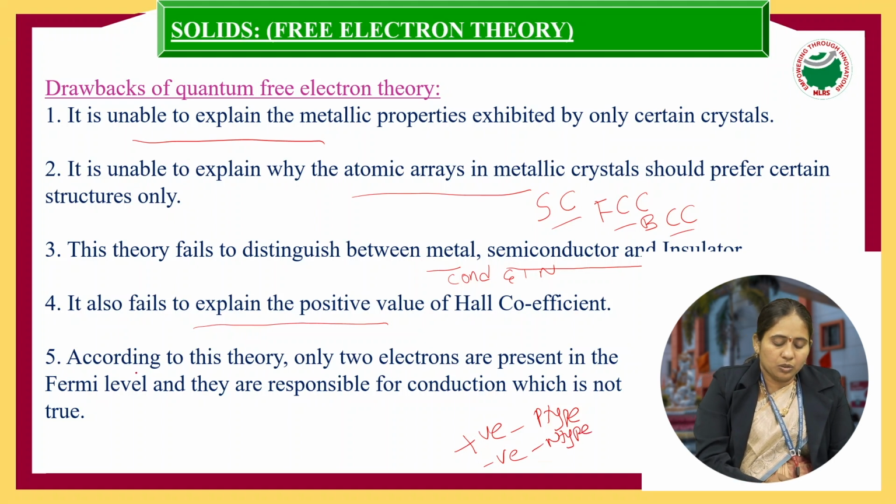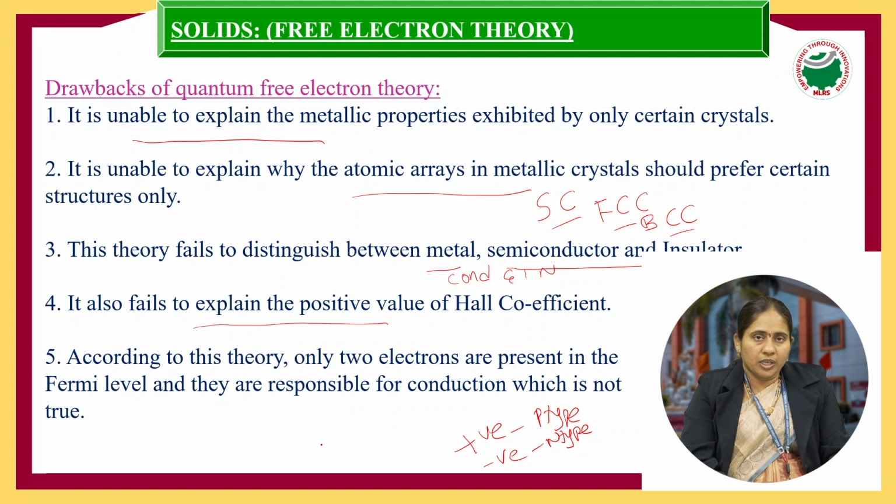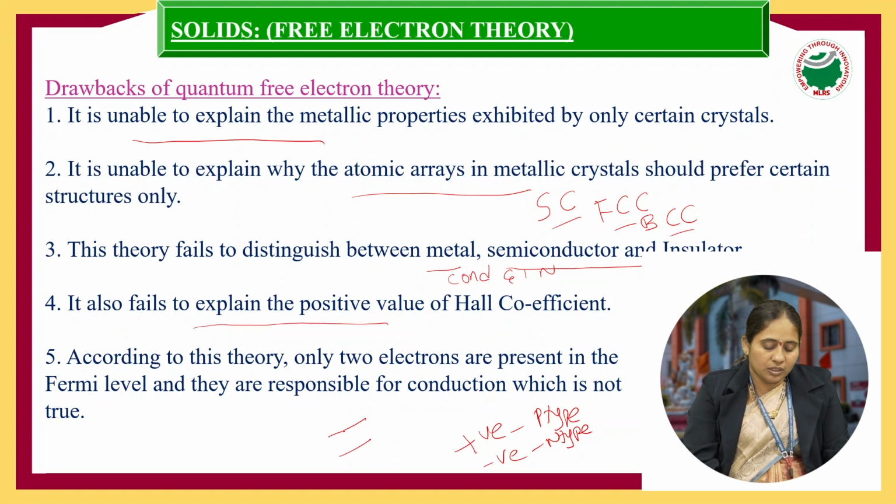Next, according to this theory, only two electrons are present in a single level, and only those electrons are responsible for conduction. Why is it so? What is the reason? Why are only two electrons responsible? That also could not be explained using the quantum free electron theory.